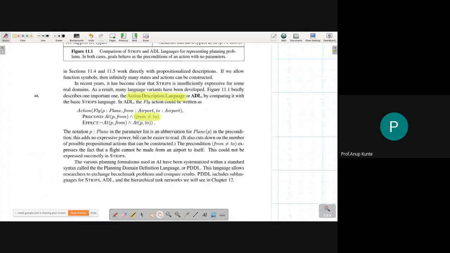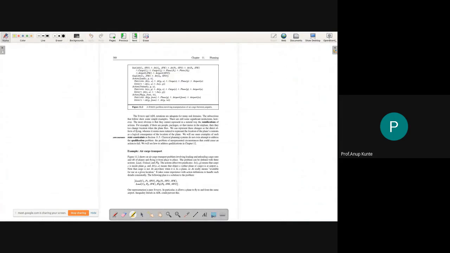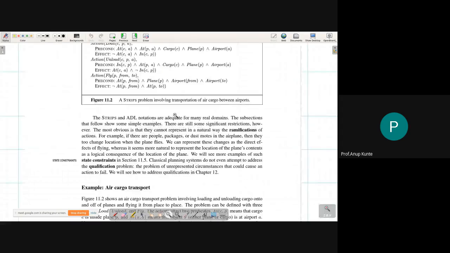So there are many different planners available. So this is planning domain definition language, or PDDL, another variant language which is not there in your syllabus. So ADL and PDDL are not there in your syllabus. This is an important thing. We'll leave our lecture today at this point, and we will talk about this tomorrow.